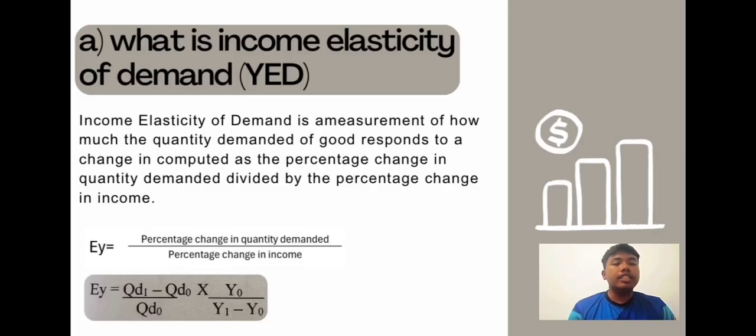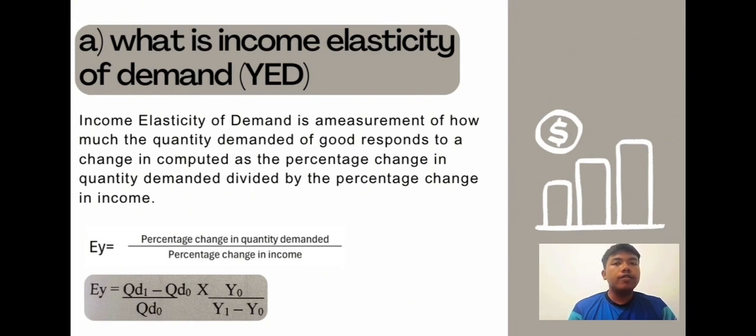My name is Muhammad Haziq Zikri bin Muhammad Sukri and I will continue with question 3. For question 3a, what is income elasticity of demand? We can also call it YED. YED is a measurement of how much the quantity demanded of a good responds to a change in income, computed as the percentage change in quantity demanded divided by the percentage change in income.